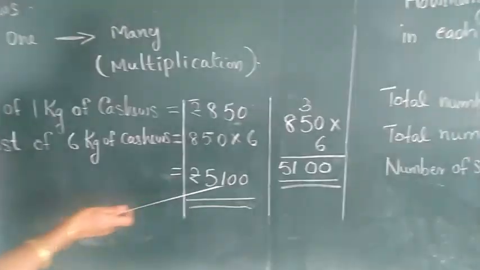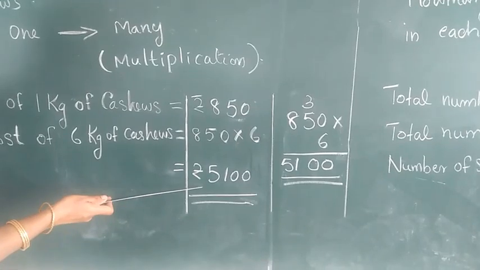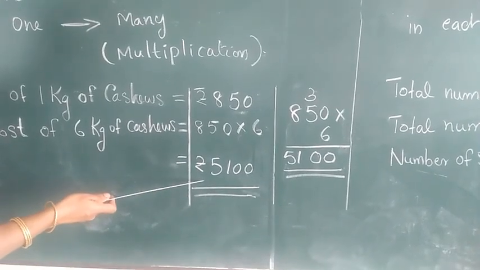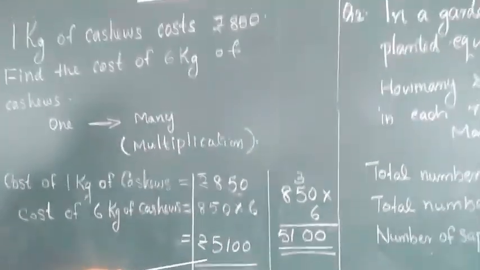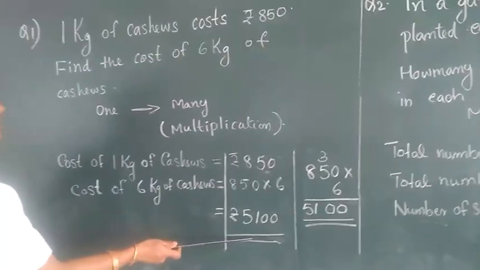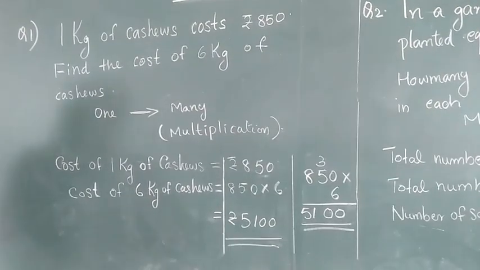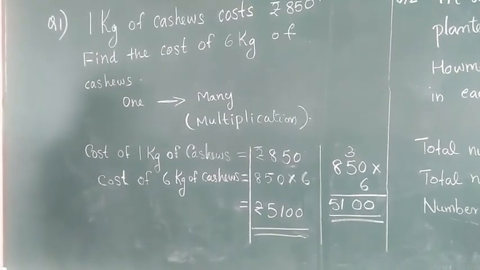This answer should be copied to the main part of your exercise sheet. Okay, so the answer is 5100. You understood the method? Okay. We can do the next problem.